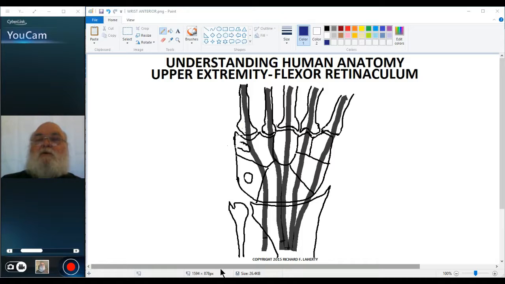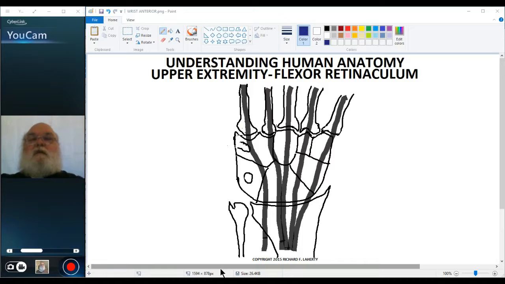Flexor digitorum profundus inserts on the distal phalange. Flexor digitorum superficialis inserts on the proximal phalange, and I also have in there the flexor pollicis longus.